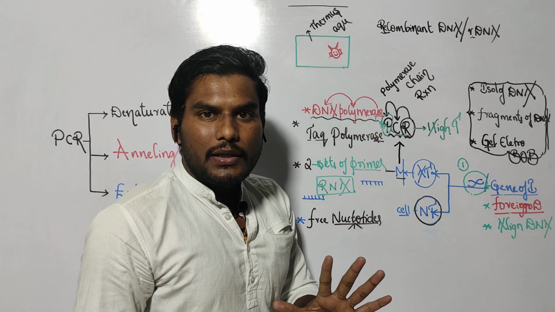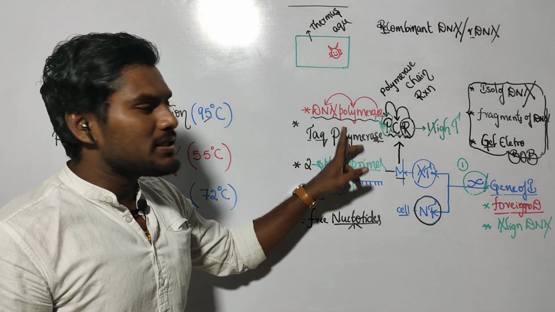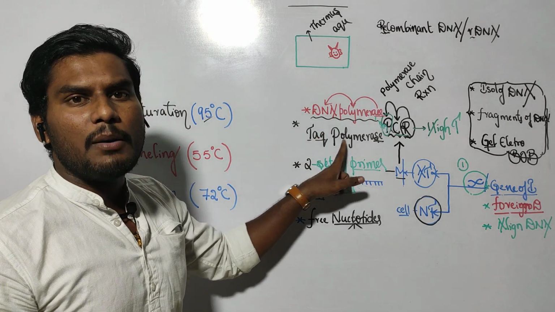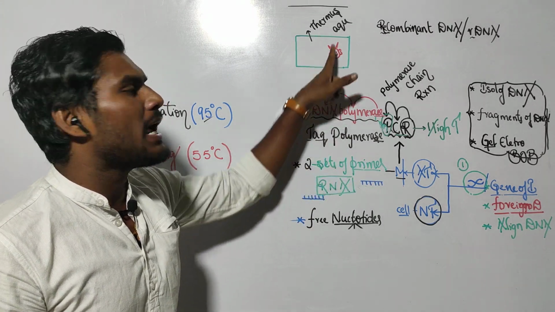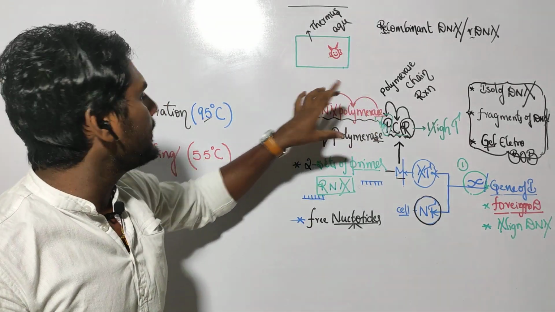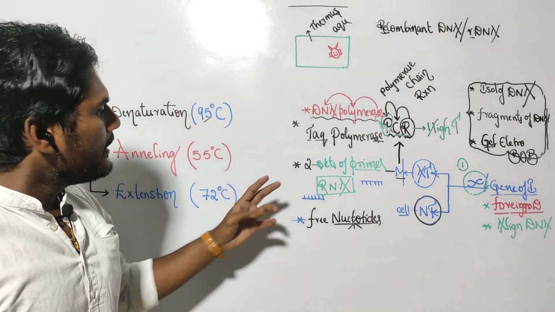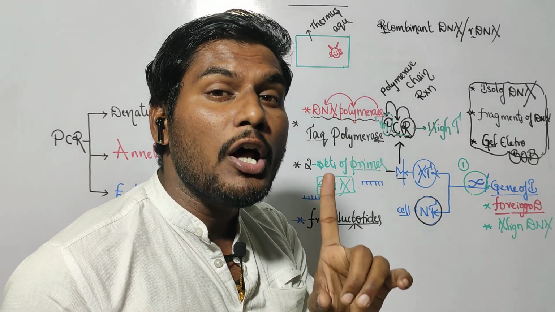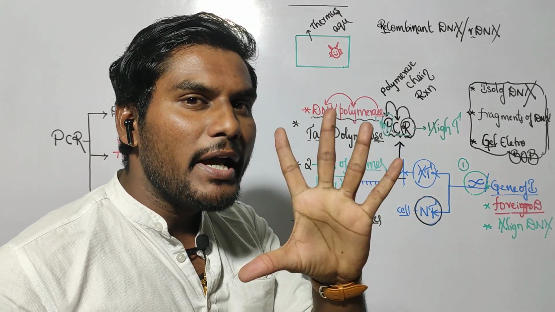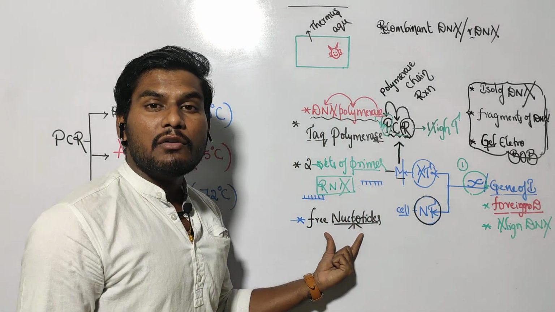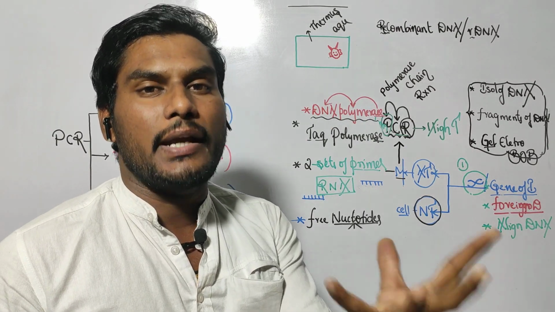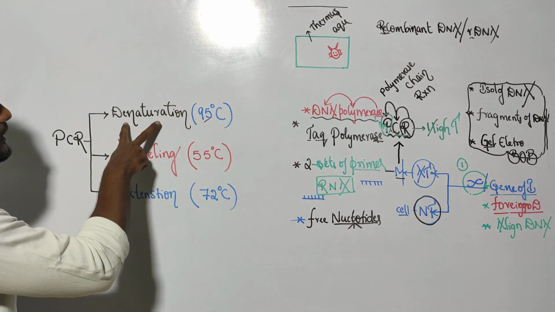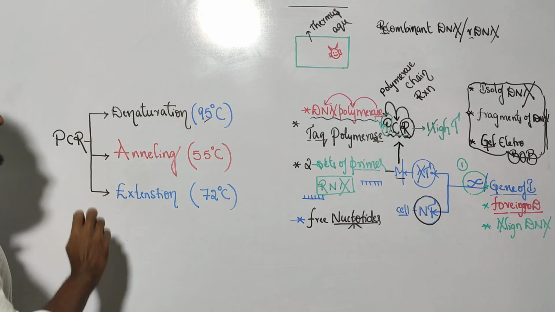What are the requirements? DNA polymerase enzyme. You are getting this enzyme from where? Bacteria. So the enzyme name is Taq polymerase. T means Thermus, AQ means aquaticus, which can function in a higher temperature. Next we require two sets of primer. Primer is a what molecule? RNA molecule. Oligo means few nucleotides. Next, along with that we require free nucleotides. So the PCR technique is followed within how many steps? Three steps: denaturation, annealing and extension.